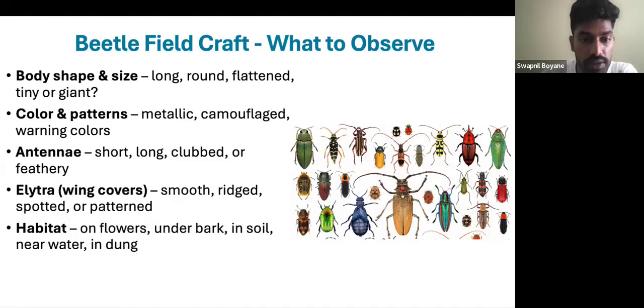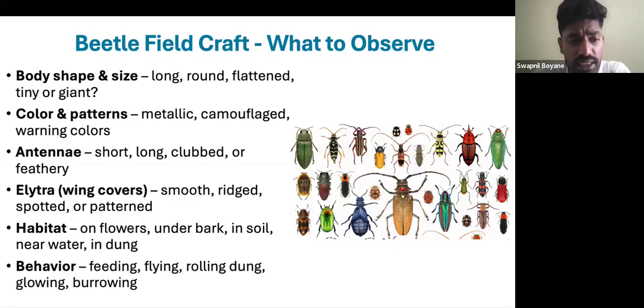And then we have habitat. Where do you find these beetles? On flowers, sometimes under bark, in soil, near water, and also in dung. These are the different habitats you would want to look at when you're trying to find beetles. And lastly, you can also identify beetles based on their feeding pattern or flying. For example, rolling dung is going to give you an exact observation of a dung beetle.